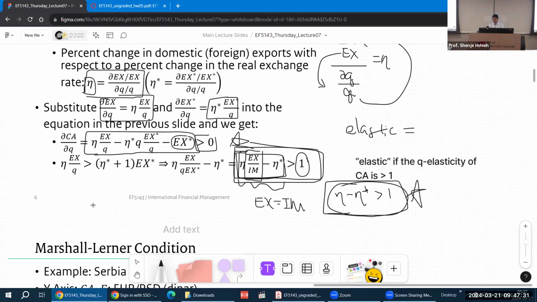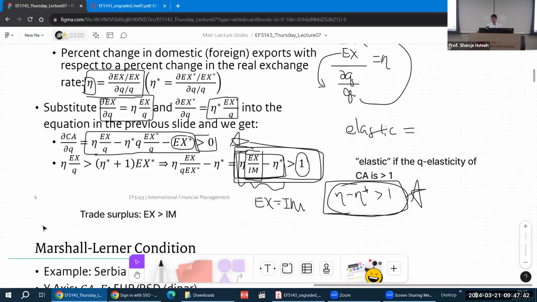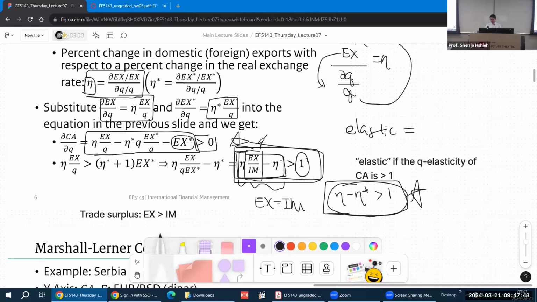Okay, so trade surplus is defined as EX greater than IM. All right, so hopefully that makes sense. So if EX is greater than IM, then this number is greater than 1. Then there's an amplification effect, right? Amplification effect on eta.